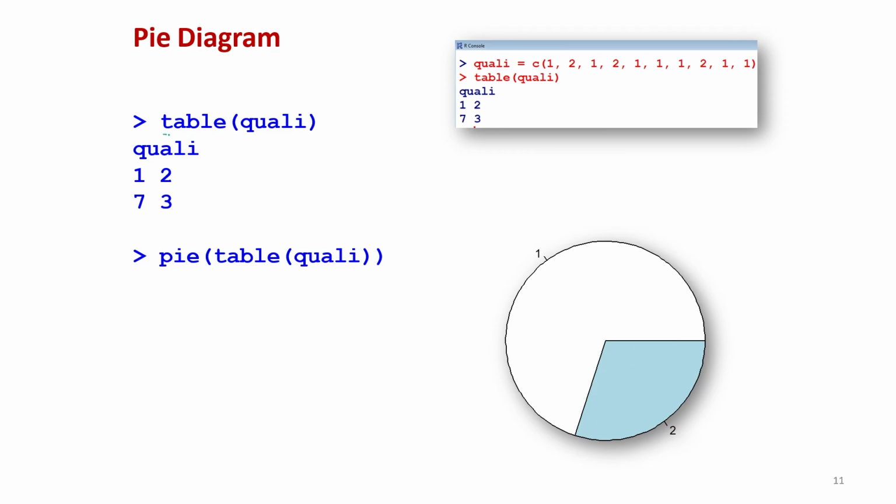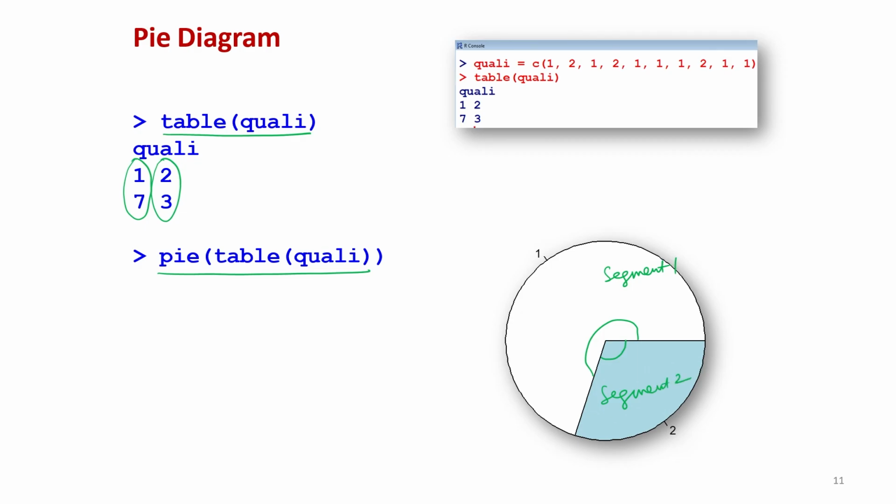So I try to obtain the absolute frequency using the table quali command, and then we have two categories 1 and 2, 1 has frequency 7, 2 has frequency 3, and then I use the command pie with table quali inside parentheses. So now you can see this angle is indicating the relative proportion of the frequency. Essentially this is indicating the relative frequency, right? And these are the two segments: this is segment 1 and this is segment 2, right?